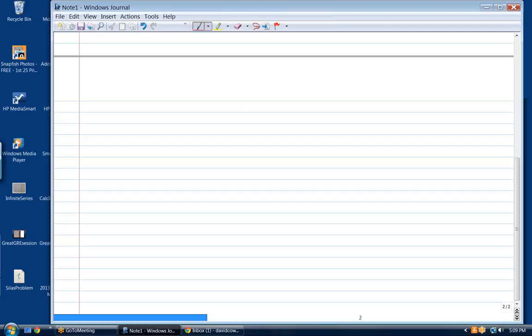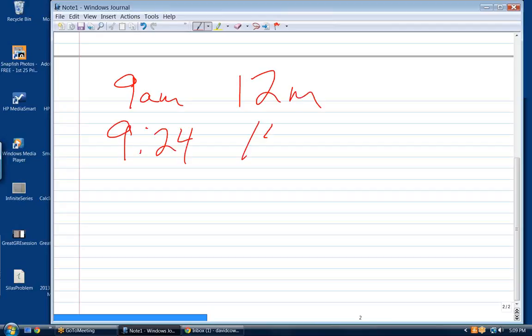We have at 9 a.m. you have run 12 miles. At 9:24 a.m. you have run 15 miles. What is your running rate in minutes per mile? Okay. How are we going to do this? In minutes per mile or miles per minute? They want it in minutes per mile?